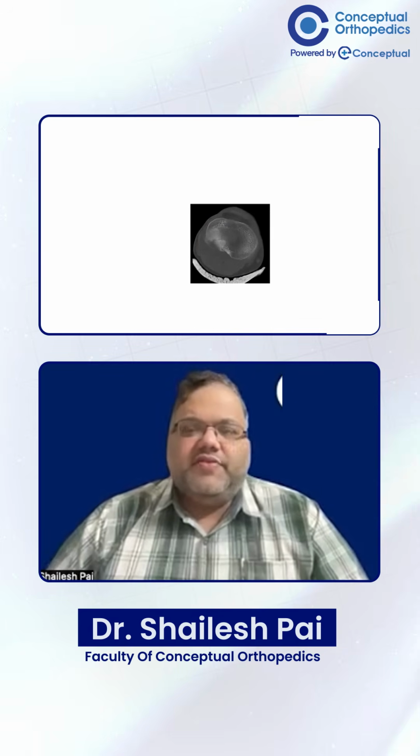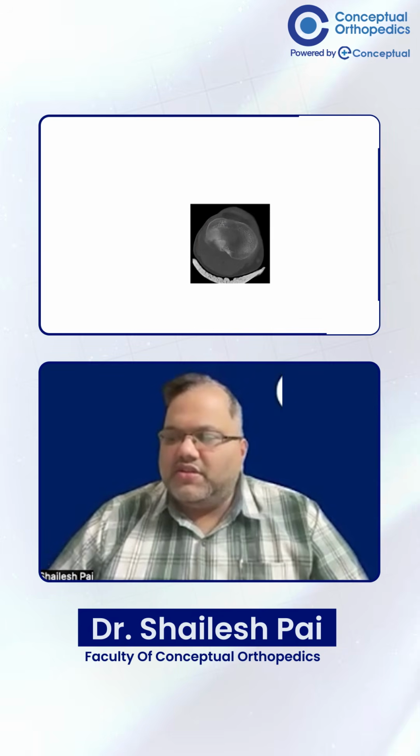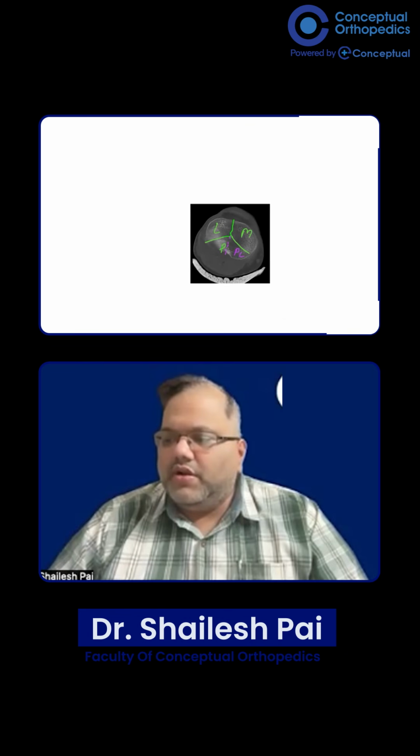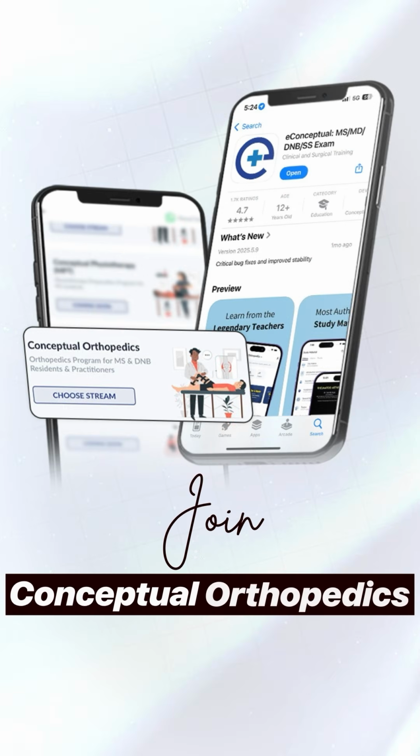So axial cuts, we all know our Luo classification. That's your medial, that's your lateral, and that's posterior. And then we have posterolateral, posteromedial here and posterior.